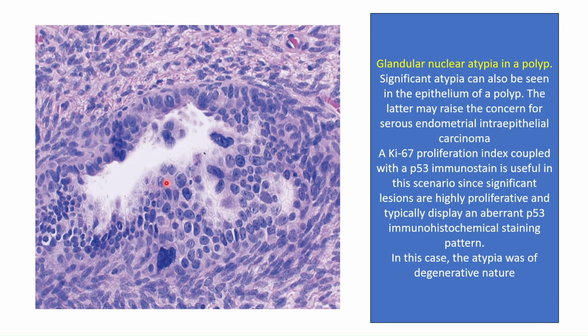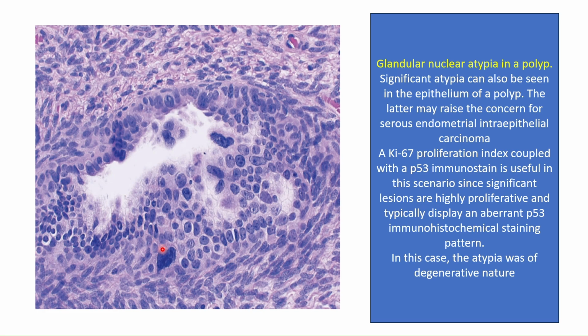This section shows glandular nuclear atypia in a polyp. So this is the gland. Here we can see atypical cells in the polyp, and this may raise the concern for serous endometrial intraepithelial carcinoma.